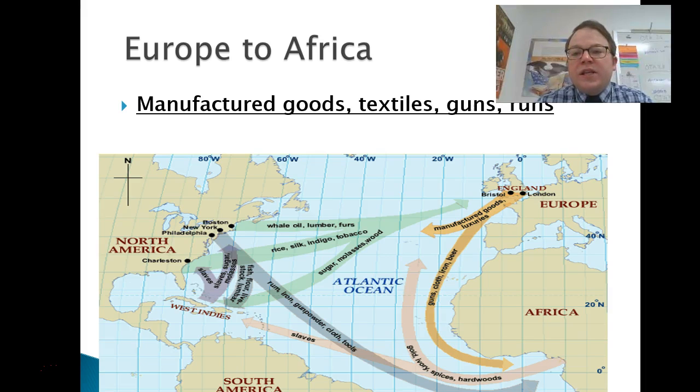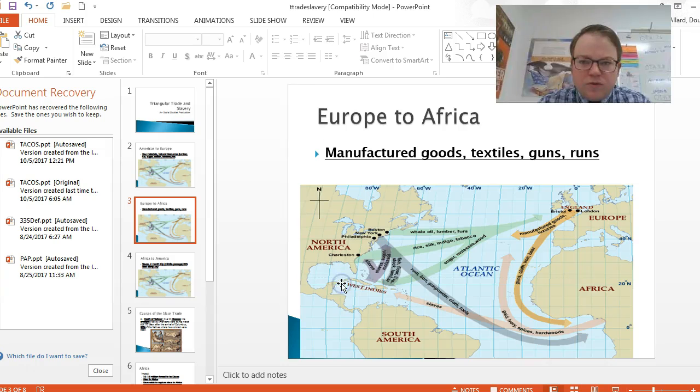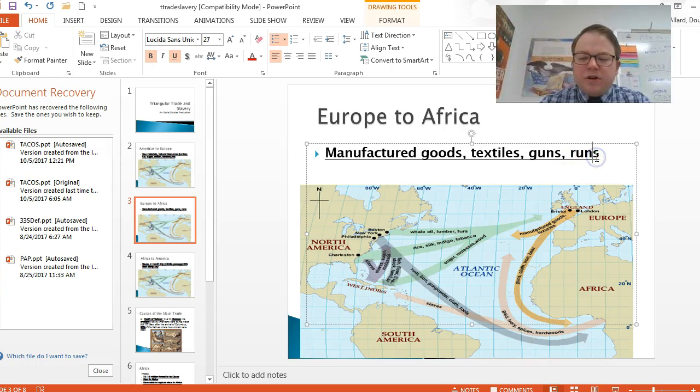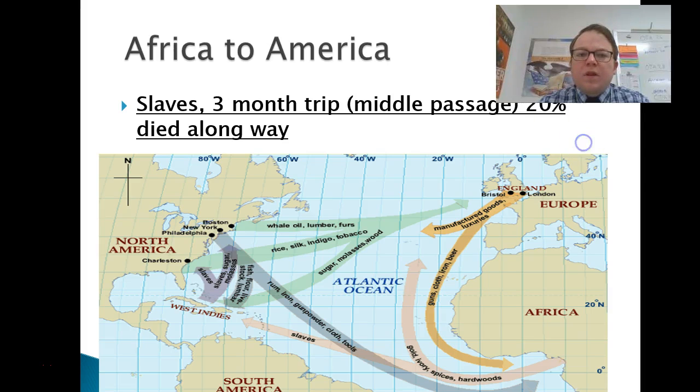But these are the goods, and that should not, let me see if I can change that. It should not say runs. It should say rum. Like that. All right, good to go. But those are the kinds of materials that the African countries, or African nations, African tribes wanted from European mother countries.